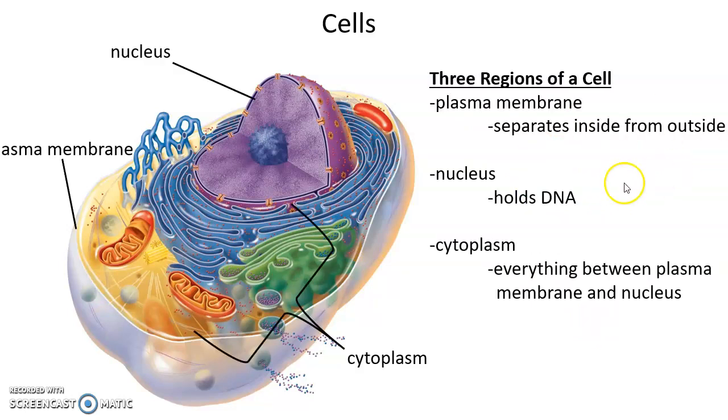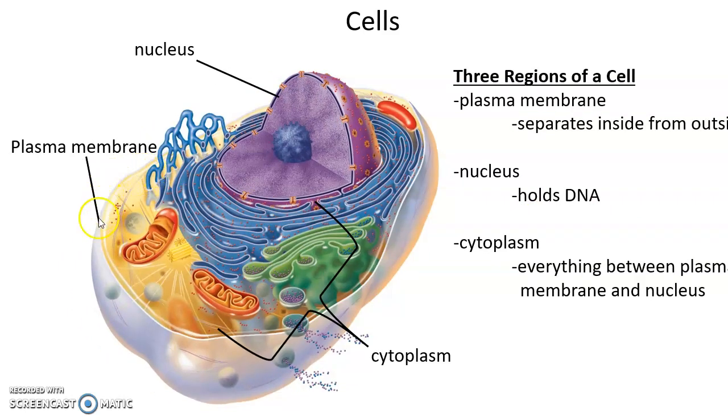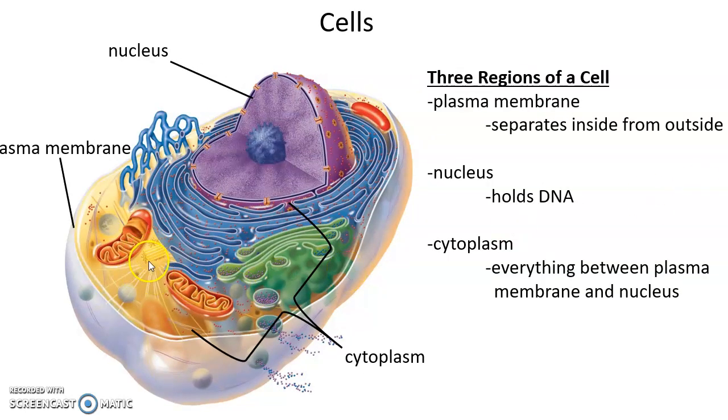So the cell has three main regions. The most superficial region is the plasma membrane. The plasma membrane is the structure that goes completely around the outside of the cell. And so the plasma membrane is separating the inside of the cell from the outside. Then we have the large structure here called the nucleus. Nucleus is the largest organelle in the cell, and it holds the DNA. It houses the genetic information that allows the cell to perform its functions and makes it distinct from other organisms.